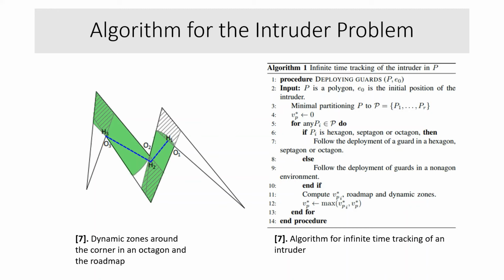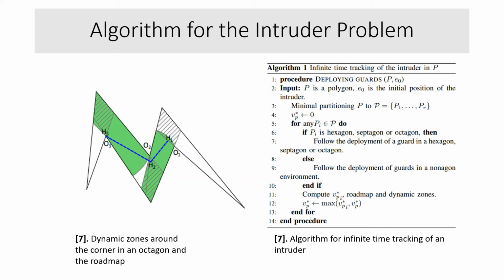Whenever we introduce an intruder to the map, a guard will never start tracking it unless and until it touches the border of the dynamic zone or enters the dynamic zone.